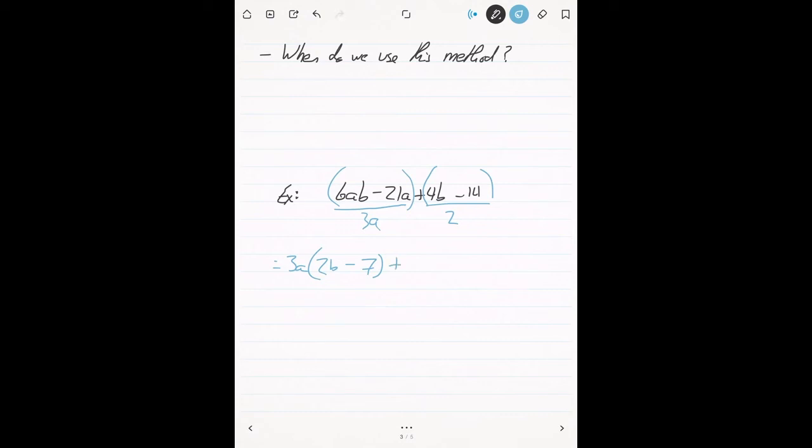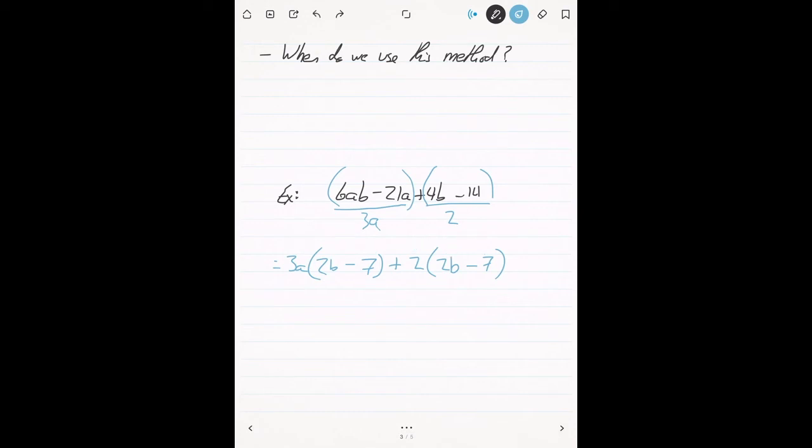Same thing as before: when I factor out a 2 from each of these, I had 4b, and factoring out a 2, I end up with 2b. Then I have a negative 14, and factoring out a 2 is negative 7. Again, check your work. Just redistribute everything and see what you get. You should get the exact same answer back where you started.